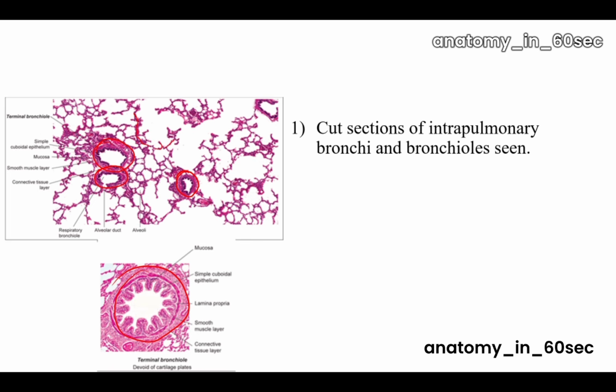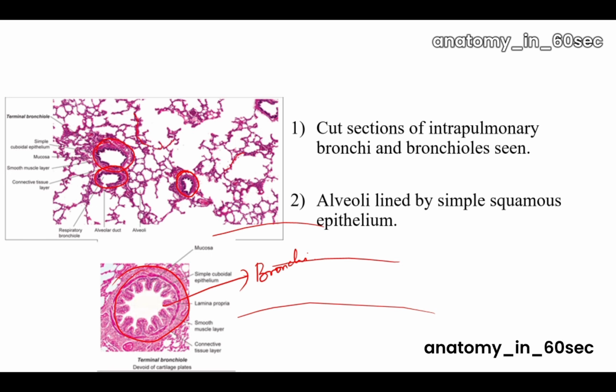So cut sections of intrapulmonary bronchi and bronchioles. These are the bronchi and bronchioles oda cut section. This surrounding part is the alveoli. The alveoli is lined by simple squamous epithelium. So in the slide பார்த்தீங்கன்னா you have to identify it as lung.